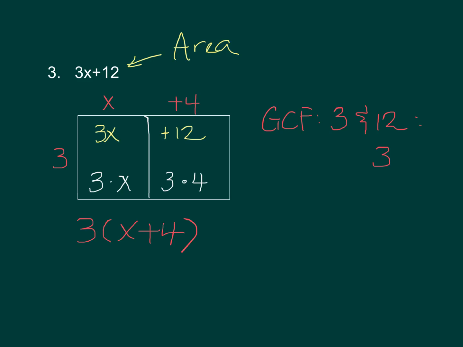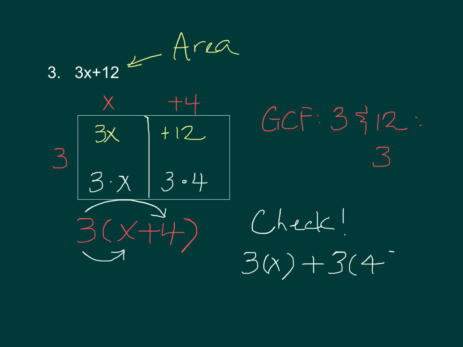This time I'm going to use the distributive property to check my answer. You always want to check. So I do 3 times x, and then 3 times 4. 3 times x gives me 3x, and 3 times 4 gives me 12. So I have my original expression back, 3x plus 12. It checks out, which means this is the correct answer.